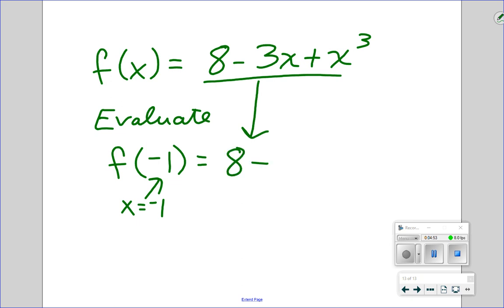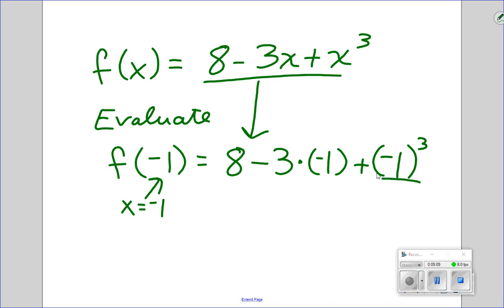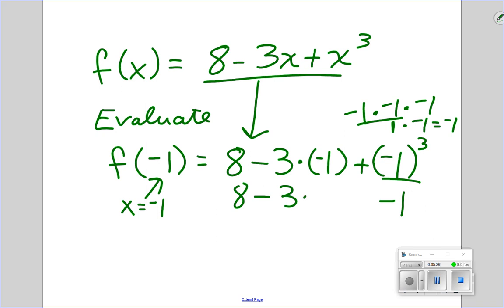I'm going to do 8 minus 3 times -1 plus -1 to the third power. And we solve using order of operations. So negative 1 to the third power, that's where I start. If you're not sure about this, actually do negative 1 times itself 3 times. Negative 1 times negative 1 is positive 1. And then positive 1 times another negative 1 gives me negative 1. So I have now 8 minus 3 times negative 1 plus negative 1. Or you could just write minus negative 1.